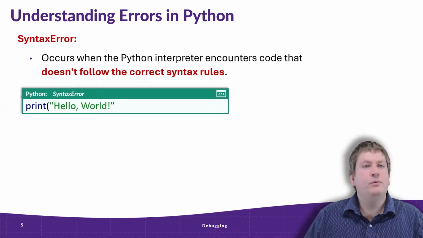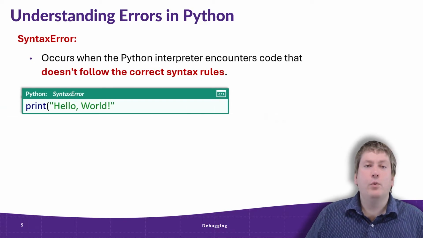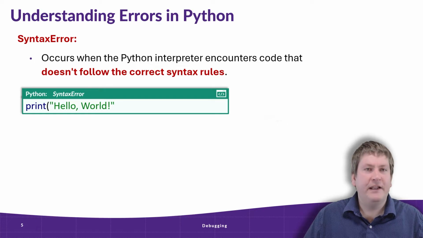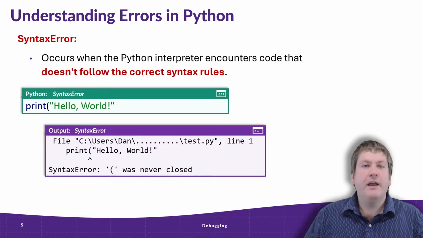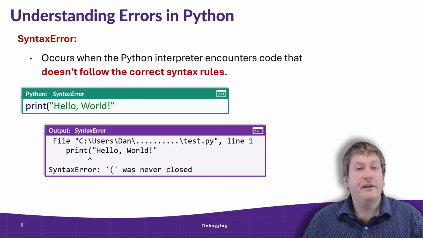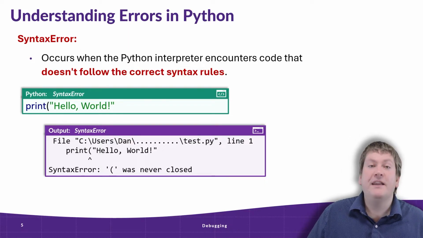So here's an example where we're trying to print out the words hello world. But we forgot something here, and when we try to run this code, we get what we call a stack traceback. It's a description of the error, as well as trying to tell us where the error occurred, or at least give us some hints at it.